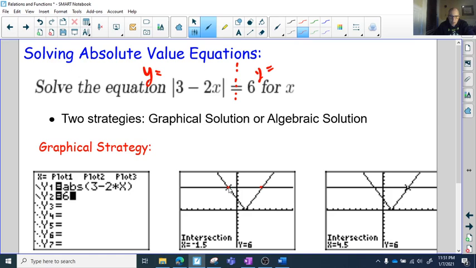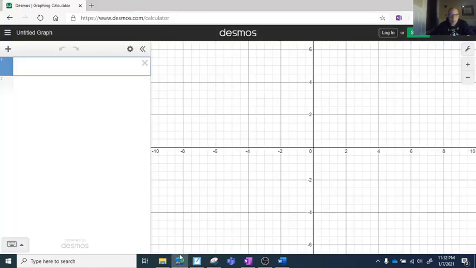So in this one I can see they crossed once here at -1.5, and then they crossed again over here at 4.5. So the answers, based on this technology, graphing software, would be x equals -1.5 and also x equals 4.5. Both of those would be correct solutions. Probably the most efficient way to do that would be using Desmos. We've used that program a couple of times, so I'll do one later on using this piece of software.